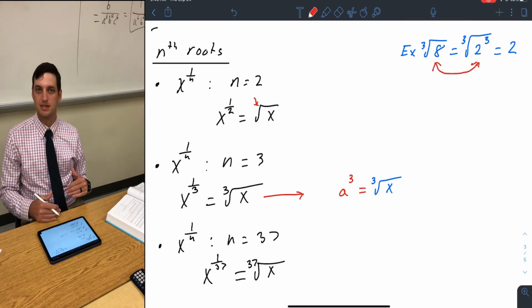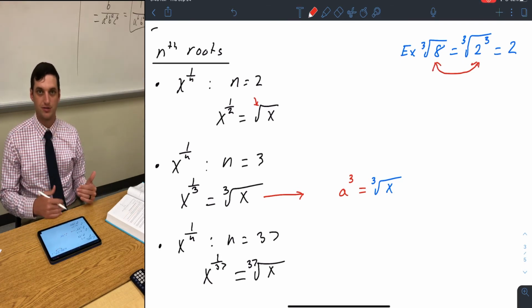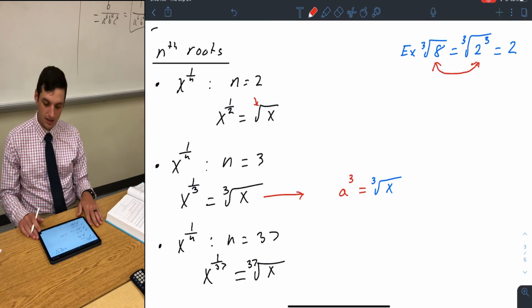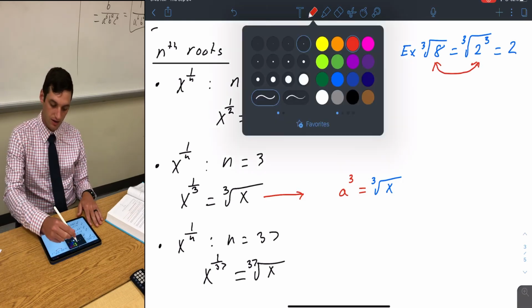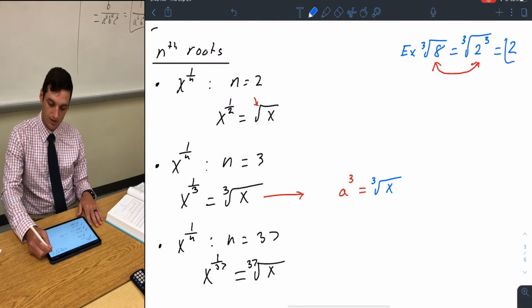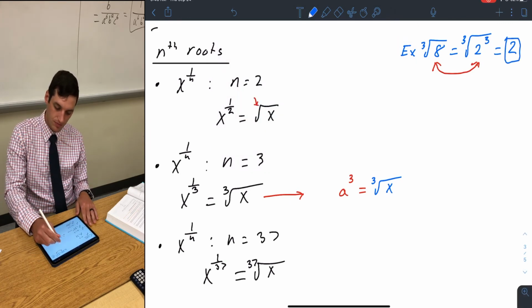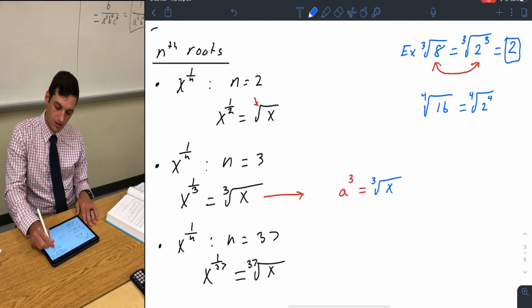2 cubed is the same as 8, but the cubed root of 2 cubed is equal to 2. So that would be our answer to a cubed root. Let me do another one. Let's say we're going to do a 4th root of 16. Well, this is equal to the 4th root of 2 to the 4th, which is equal to 2.